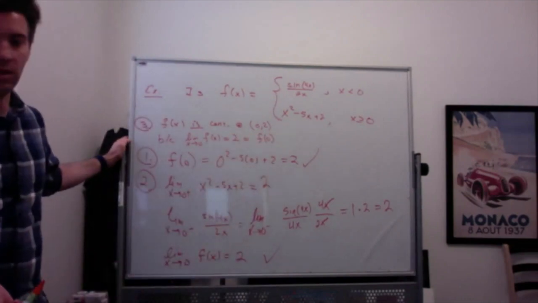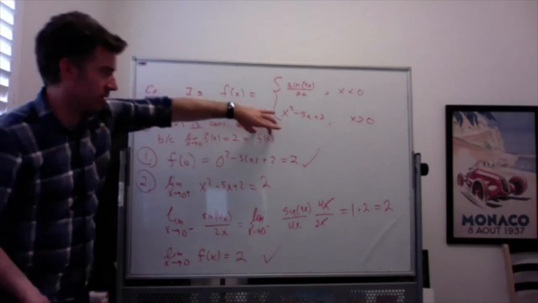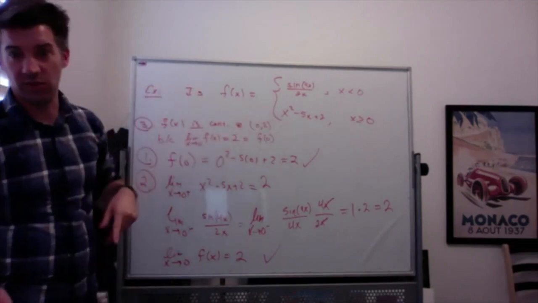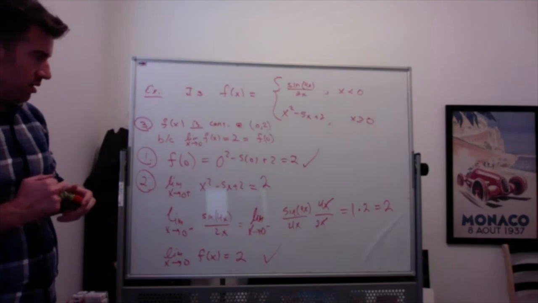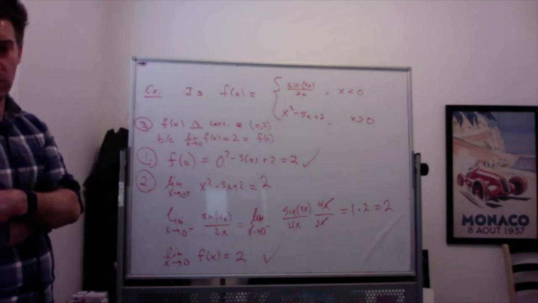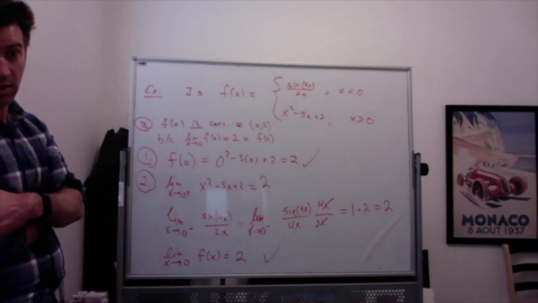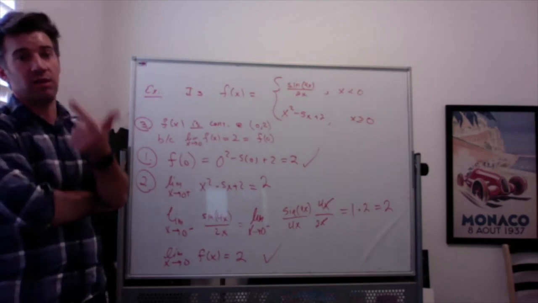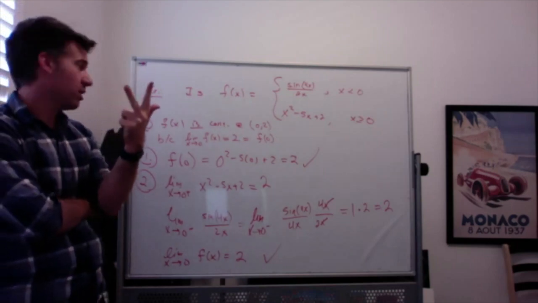But the important part is that this is equal to this. It doesn't really matter that it happens to be equal to 2. So that's how you would show a function is continuous at a point: by showing that the function exists there, the limit exists there, and they're equal to each other.